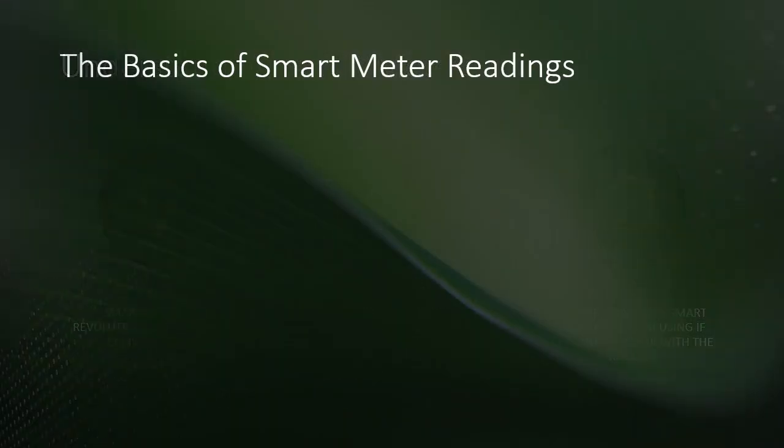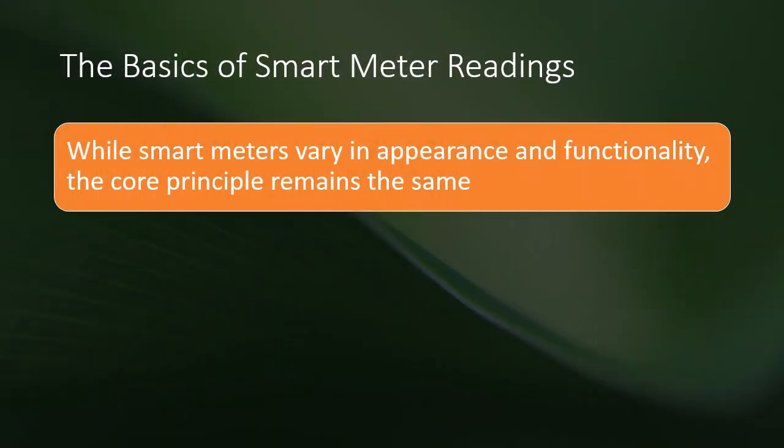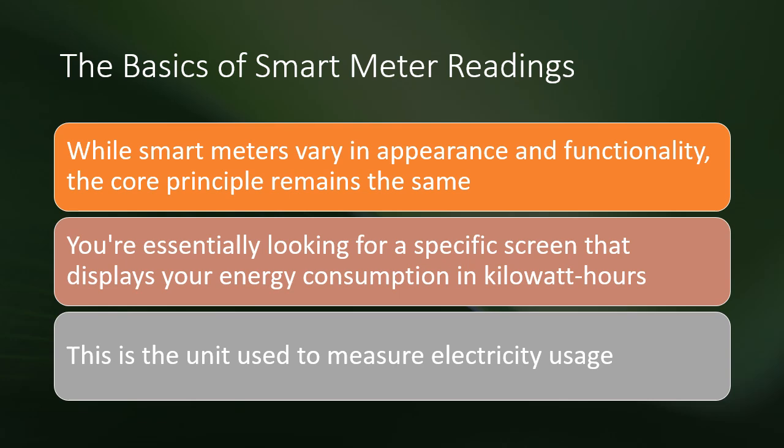The basics of smart meter readings. While smart meters vary in appearance and functionality, the core principle remains the same. You are looking for a specific screen that displays your energy consumption in kilowatt-hours, kWh. This is the unit used to measure electricity usage.